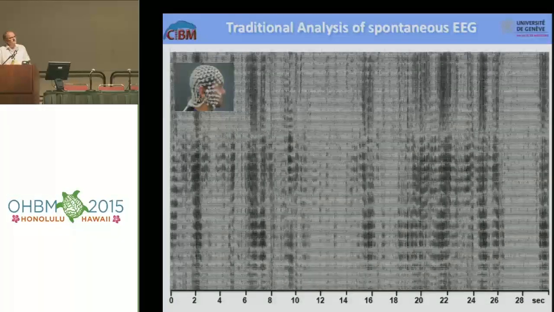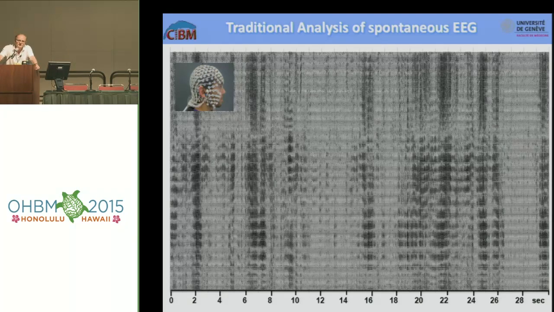And now let's get to spontaneous EEG. Also spontaneous EEG you can record, of course, now with high density EEG, in this case 256 channels, spontaneous activity, eyes closed activity. You easily identify periods of increased alpha activity. That is typically observed when you close your eyes.